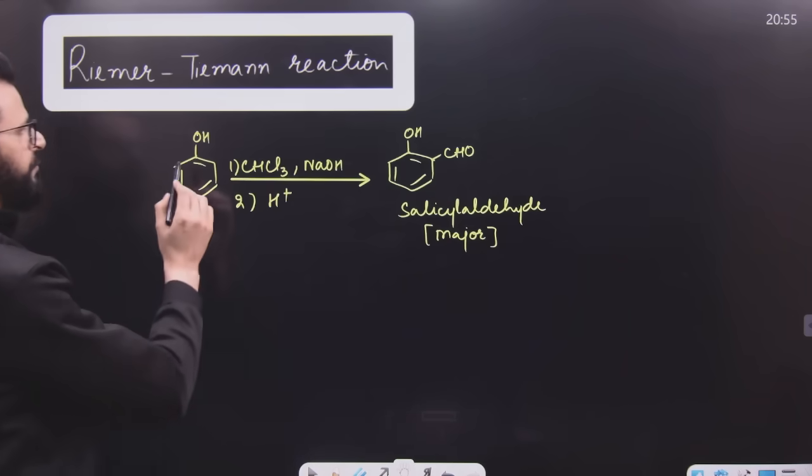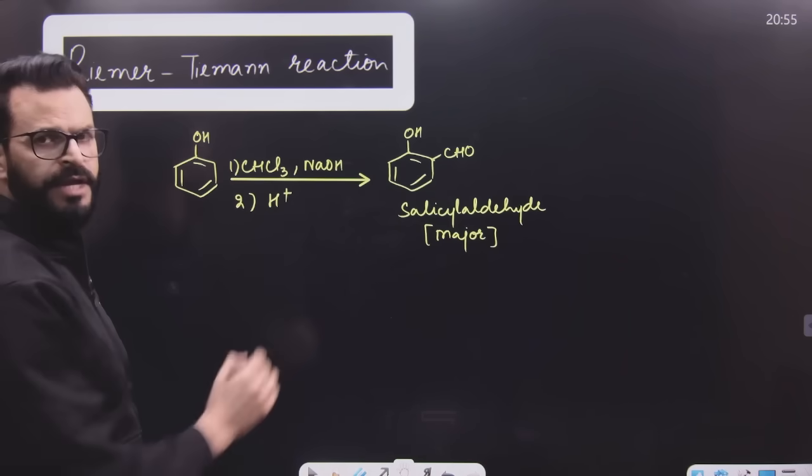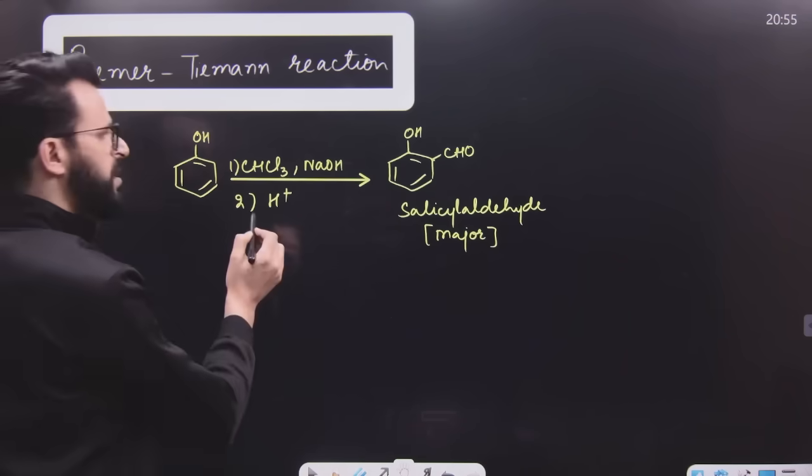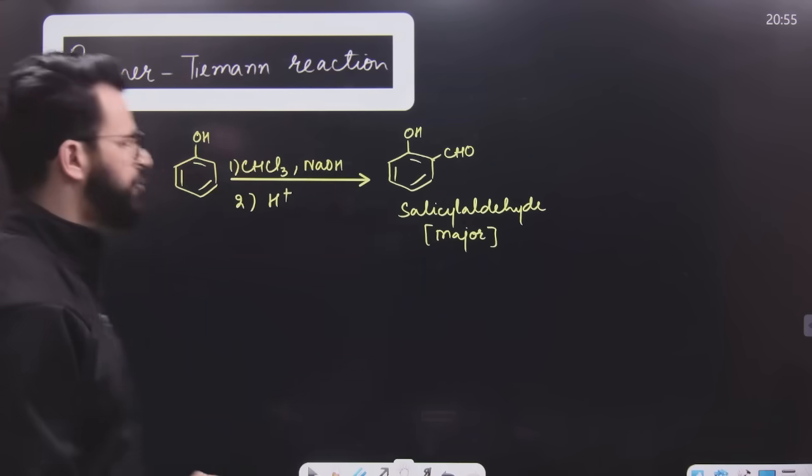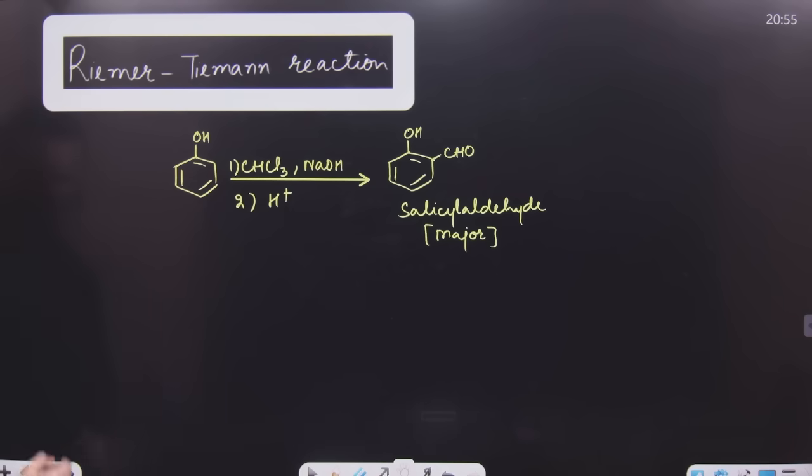And whenever you are having phenol on treatment with chloroform in presence of basic medium followed by acidification results in the formation of salicylaldehyde as major product, and reaction is known as Reimer-Tiemann reaction.